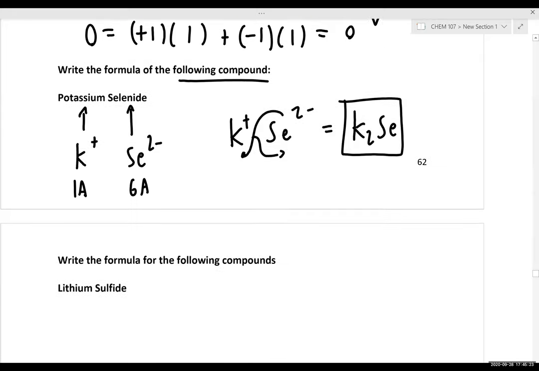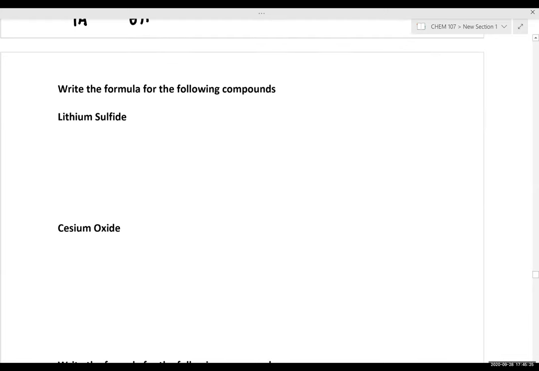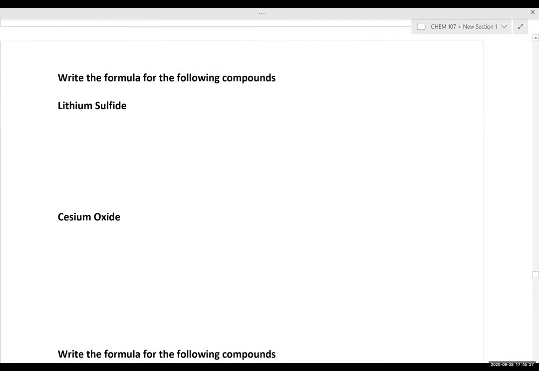Okay. So let's now take a moment and let's work on these first two examples. I'd like you to write the formula for the following compounds. And remember, your formula should be the simplest whole number ratio of atoms. So let's work on these examples for about 2 to 3 minutes and then we'll discuss.